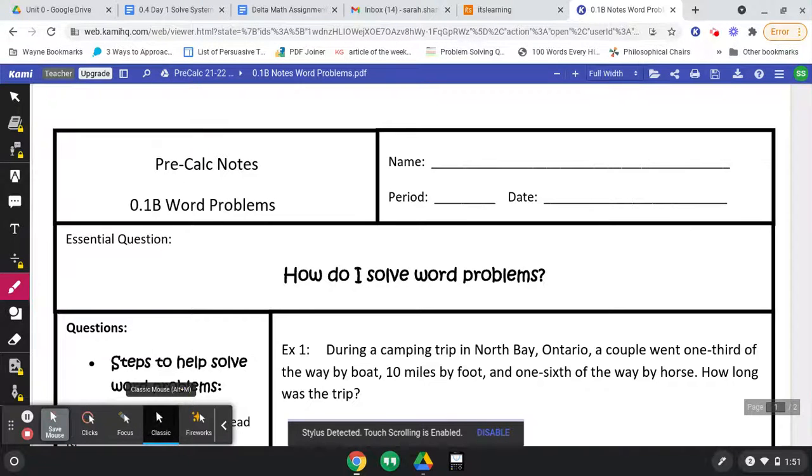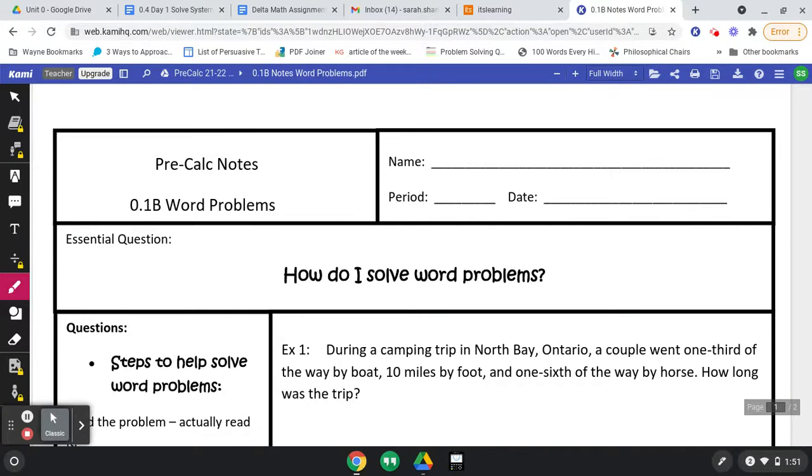These are the 0.1b notes for pre-calculus. We're going to talk today about word problems.